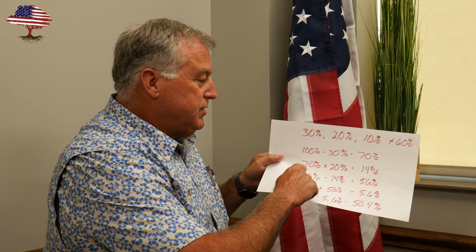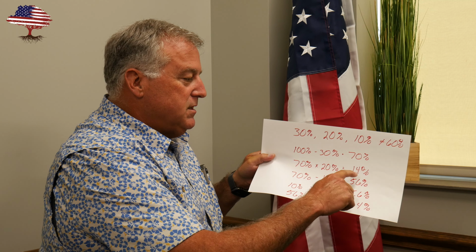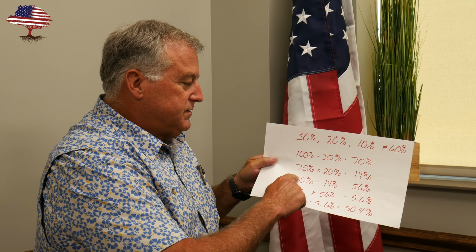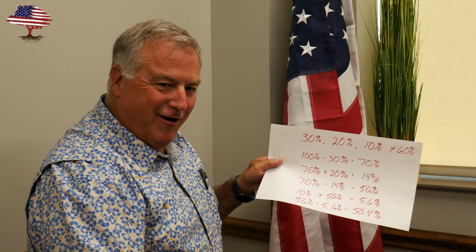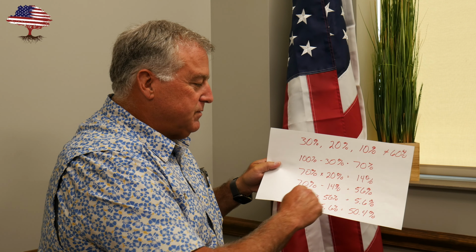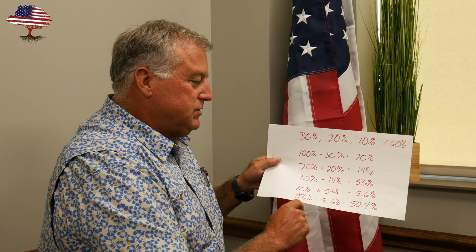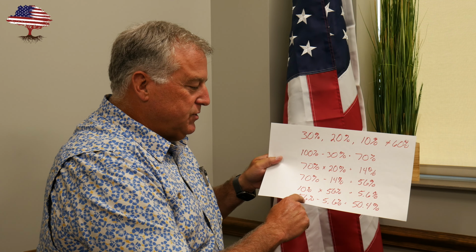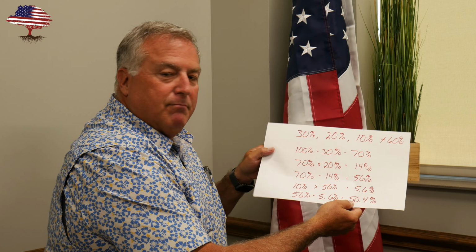70% times your 20% disability is 14%. 70% minus 14% is 56%. That's how much body you've got left. Now, the last disability: 10% times 56% is 5.6. So you have 56% minus 5.6, which is your combined rating of 50.4. They round it down to a combined rating of 50%. So you can see that the 30%, 20%, and 10% is not 60, it's really 50.